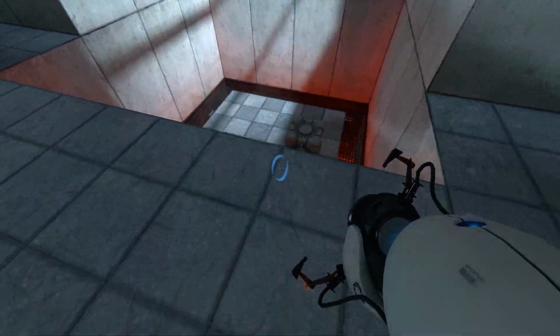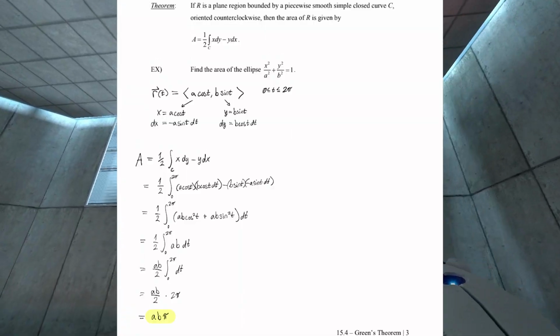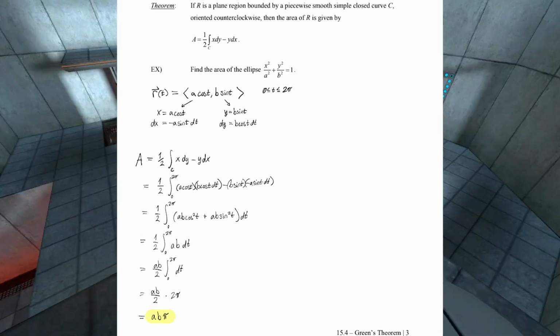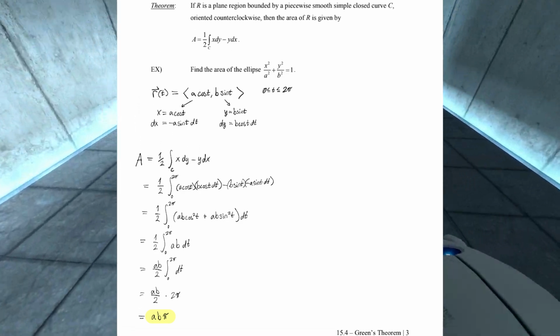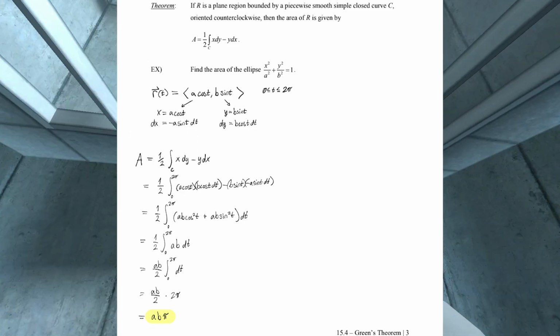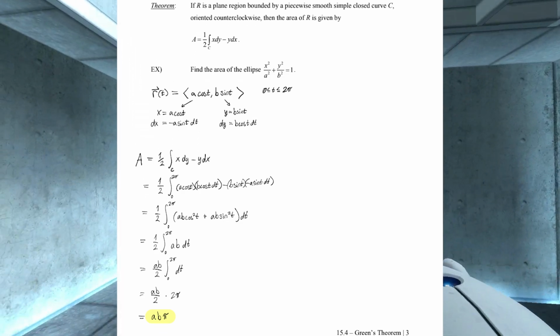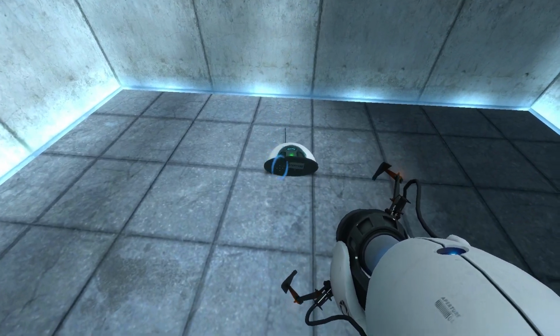On top of this, I also remembered how to find an area of the ellipse using this formula on screen. A is equal to 1/2 times the integral over the curve of x dy minus y dx, which gives us AB pi. If we find out the distance of A and B, then we can easily get the area of the ellipse for this portal.